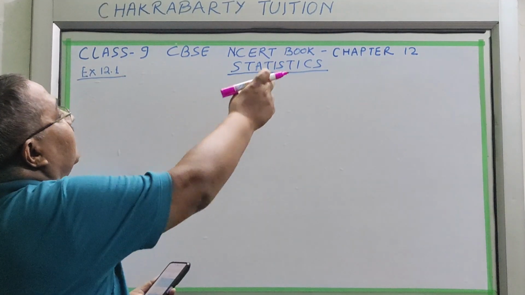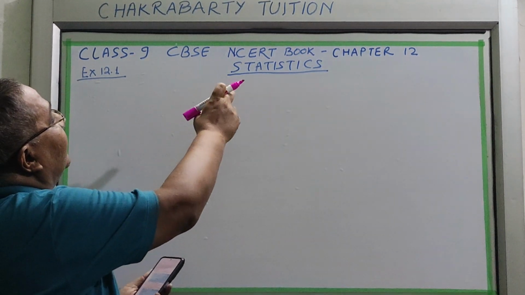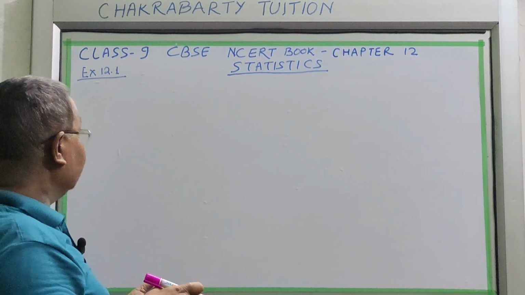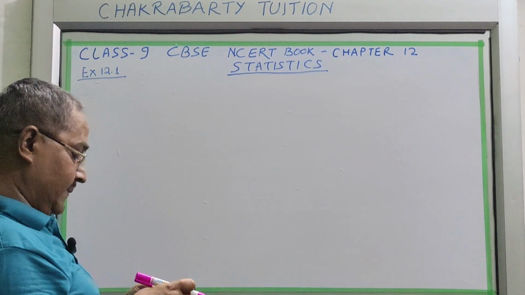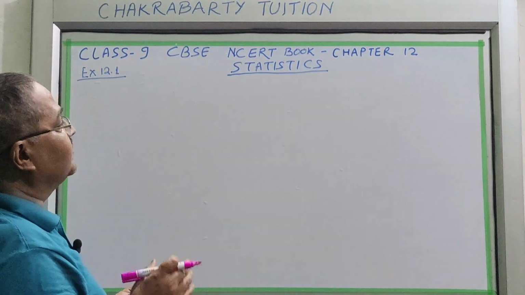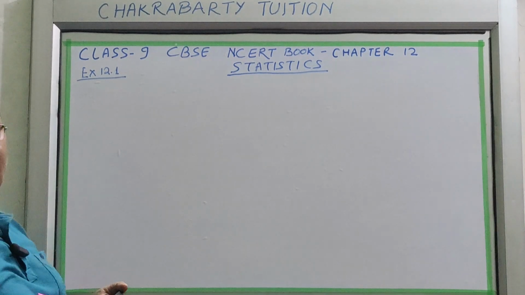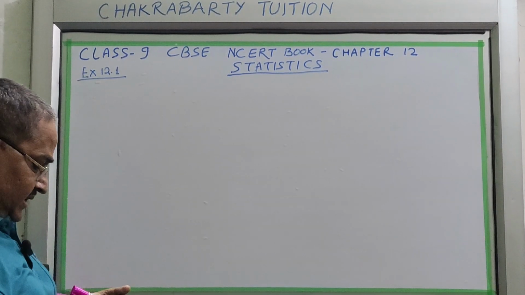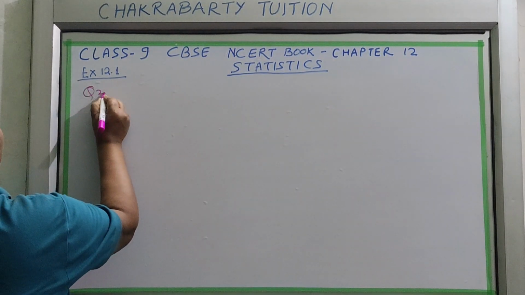So today we will do chapter 12, and it relates to statistics. In this chapter's exercise, you have to make graphs. Three types of graphs we will be doing here. We are not going to do all the questions because it is plotting on graph paper. Only some questions we are taking. So just question number 2 we are taking.